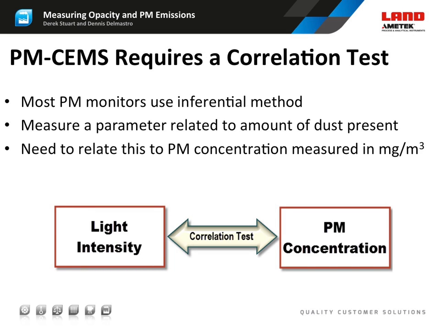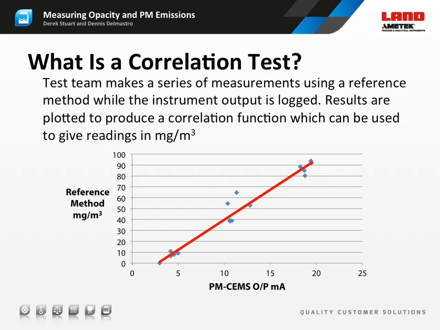In most cases, a PM-CEMS measures a parameter which is related to the dust concentration rather than measuring the concentration directly. For example, the opacity or the intensity of light scattered by the dust in the stack are the measured parameters. A correlation test is the mechanism used to relate that measured parameter to the PM concentration, which is what we want to know. It's an essential part of almost every practical PM monitor regardless of the sensing technology employed. Let's look at the correlation test in a little more detail.